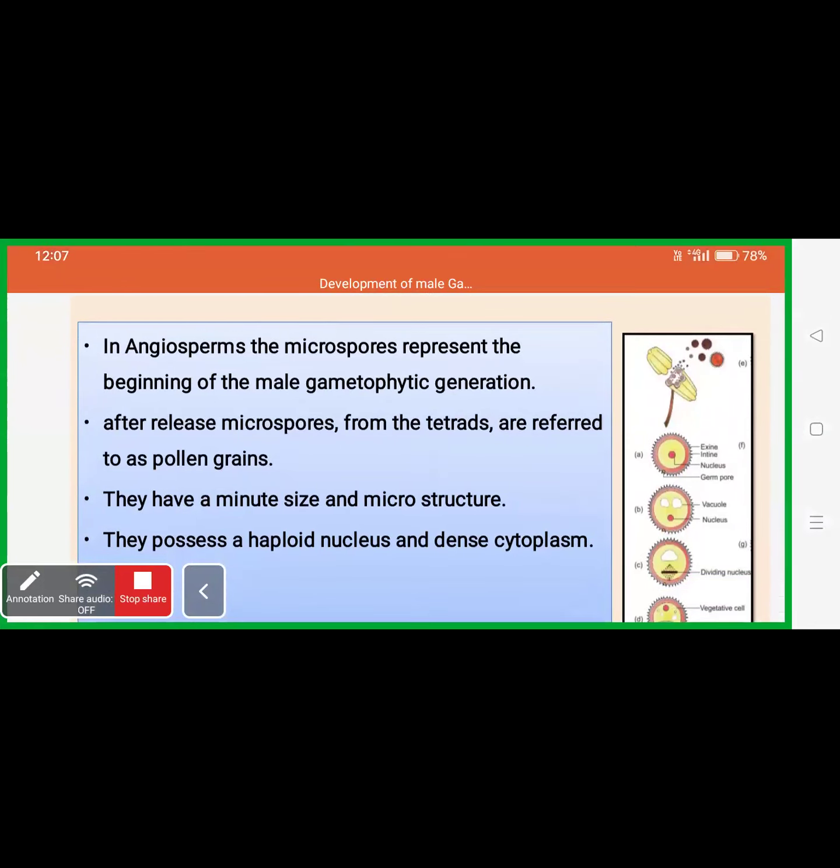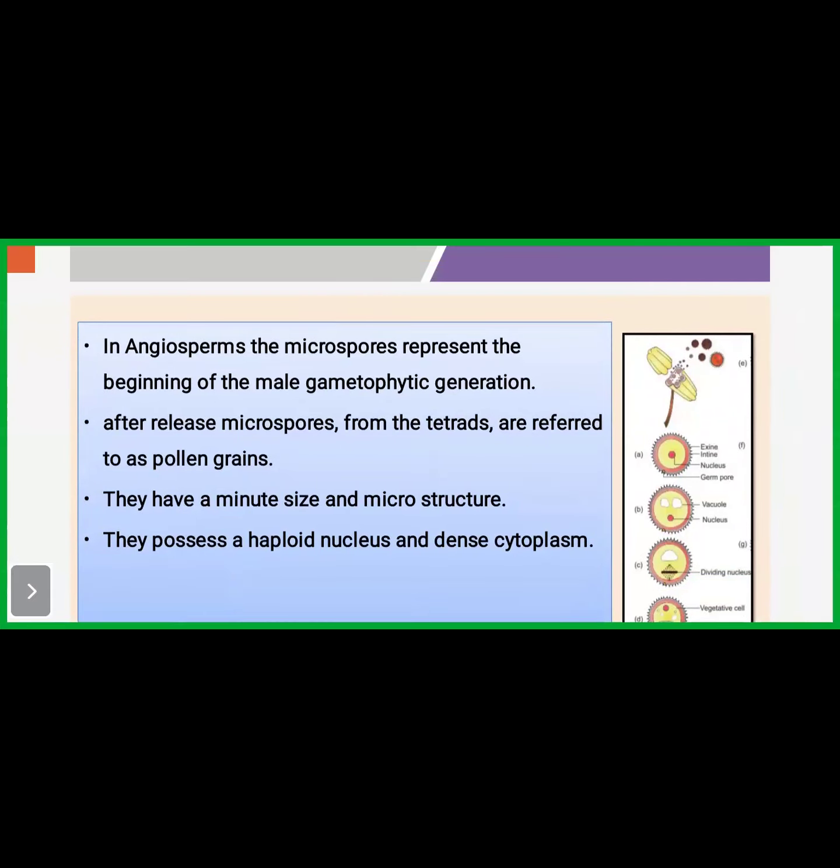Generally, in angiosperms, the microspores represent the beginning of the male gametophytic generation. After release from the tetrads, the microspores are referred to as pollen grains. The pollen grain is the mother cell of the male gametophyte during gametogenesis. The nucleus of the pollen grain divides into a small lenticular generative cell and a large vegetative cell.